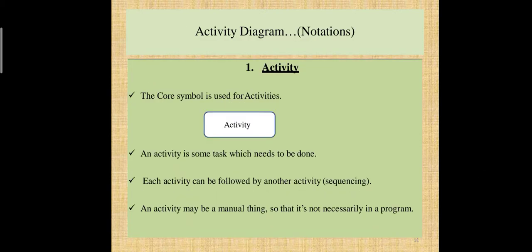Now, these are the different notations that are used for drawing the activity diagram. The first one is the activity. The core symbol that is used for activities is shown here. This is the symbol used for showing the different activities inside the activity diagram. An activity is some task which needs to be done, an operation which we have to carry out. Each activity can be followed by another activity, that means it is connected with another activity. An activity may be a manual thing, so it's not necessarily in a program.